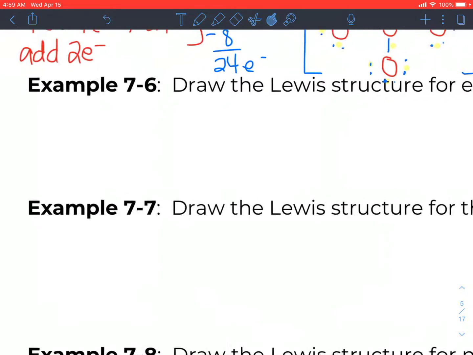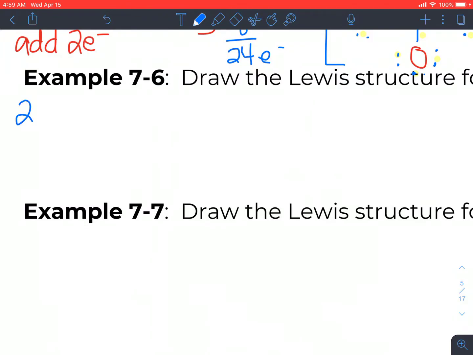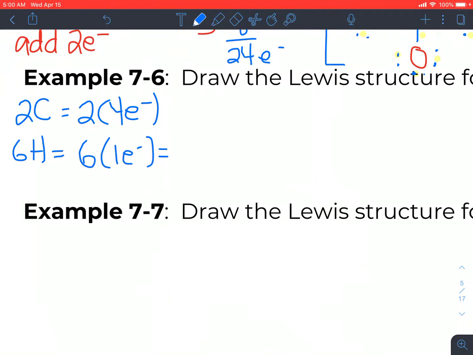Okay, so let's count. So here we have 2 carbon atoms, 6 hydrogen atoms. Each carbon has 4 electrons that it can share. Hydrogen has 1. So let's do our total counts real quick. 8 plus 6, 14 electrons that can be distributed.